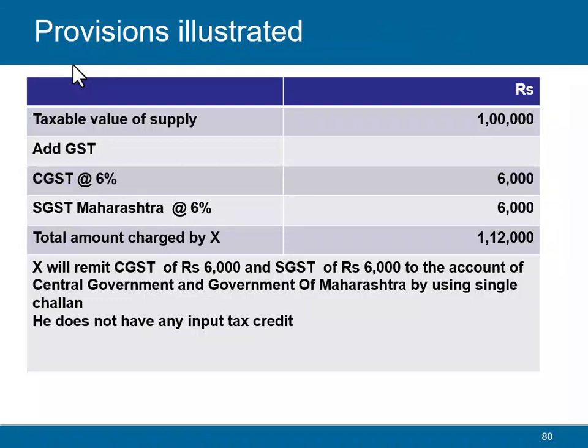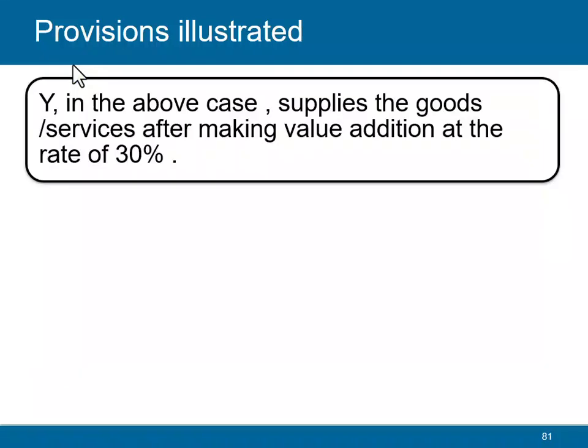X will remit 6,000 and 6,000 to the government on account of CGST and SGST, that is, to the central government and the government of Maharashtra, by using a single challan. He does not have any input tax. अभी जो पहला invoice था, अब क्या हुआ? Y in the above case supplies the goods and services after making a value addition at the rate of 30%. Now, whether he's manufacturing or processing the goods, whatever it may be, we are not mentioning that, but he's doing some value addition in whatever form.